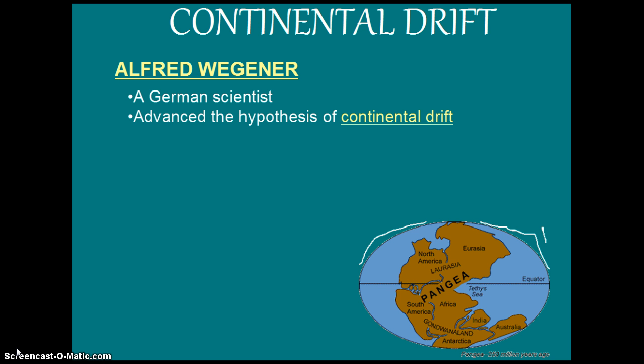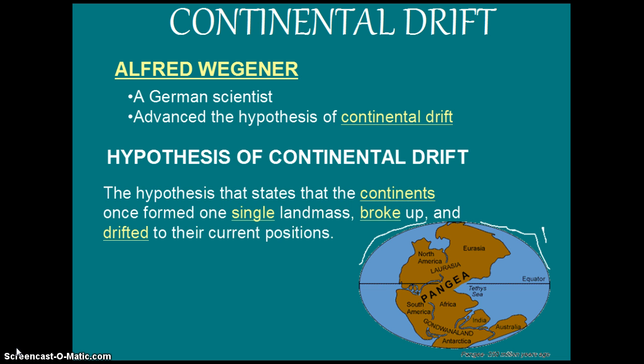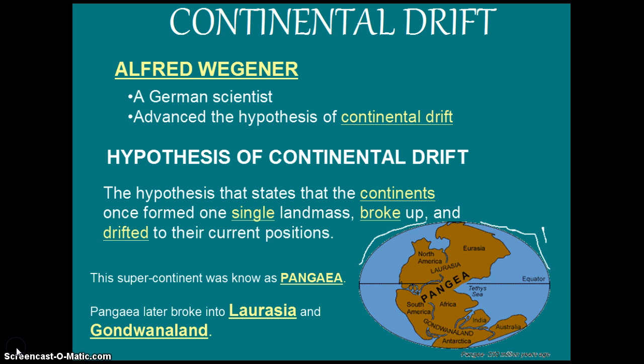Anyhow, he advanced the hypothesis of continental drift. Now, the hypothesis of continental drift states that the continents were once formed one single landmass. They then broke up and then over millions of years drifted to their current positions. Now, this supercontinent was known as Pangaea. And as Pangaea slowly began to break apart, it broke into two different land masses, one called Laurasia and the other called Gondwanaland.